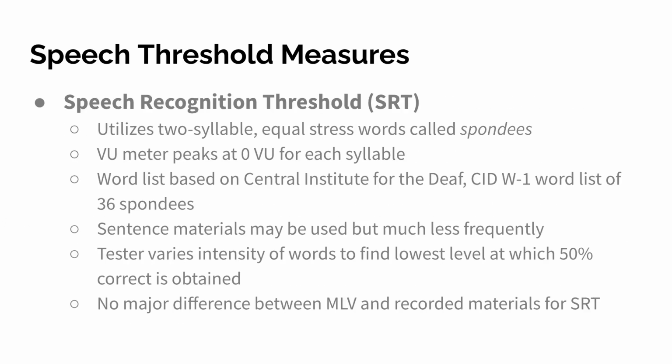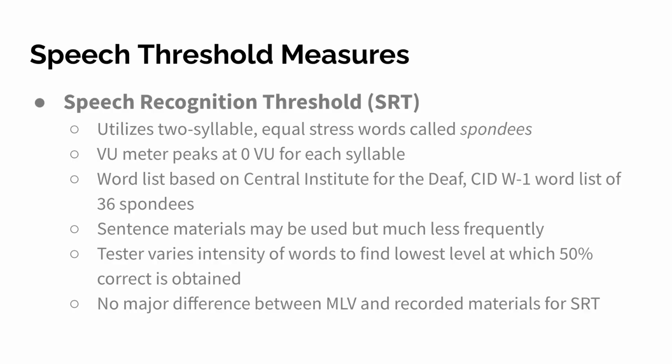Speech recognition thresholds utilize two-syllable equal stress words called spondees or spondaic words. So again, they're two-syllable, with equal stress on each syllable. Pancake, baseball, hot dog, airplane. Equal stress on each syllable. The VU meter should peak at 0 VU for each syllable.